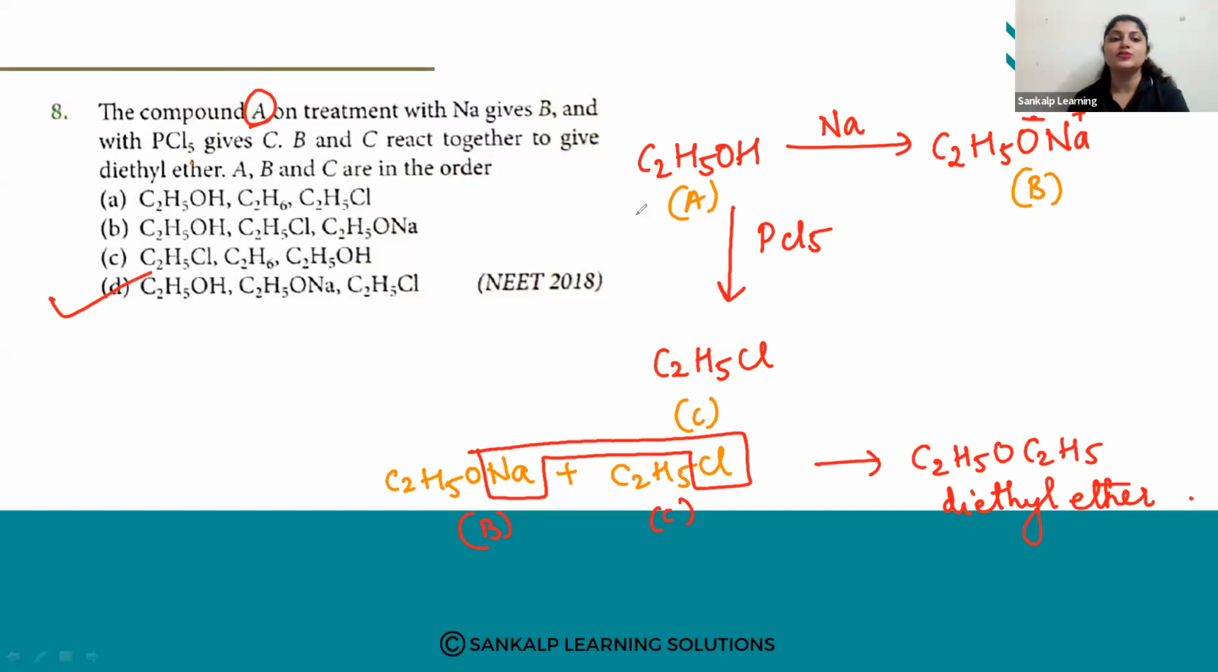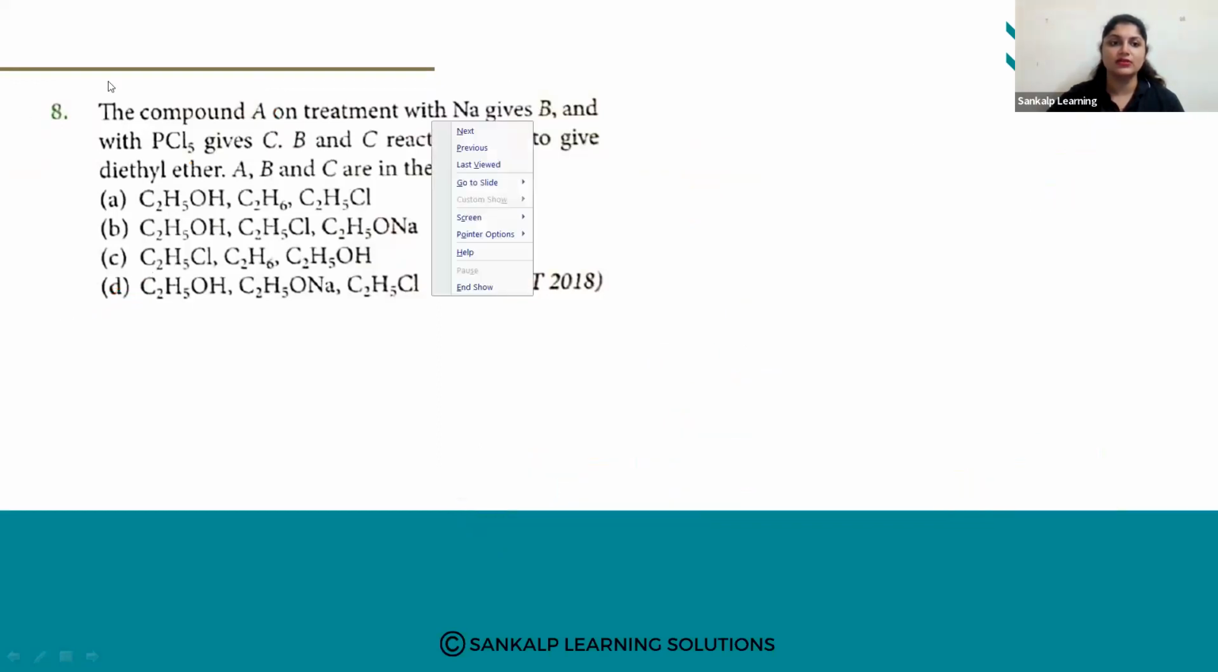So the compound A, when treated with sodium, gives sodium ethoxide. Again, compound A, if it reacts with PCl5, gives ethyl chloride. And B and C, if they react, give diethyl ether. So you have to write what A, B and C are: A is ethanol, B is sodium ethoxide, and C is ethyl chloride. So this is the correct order. Understood the MCQ? Any doubt?